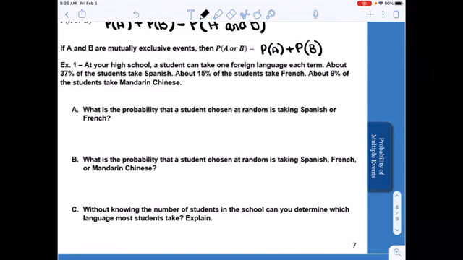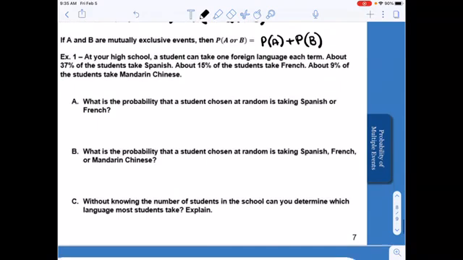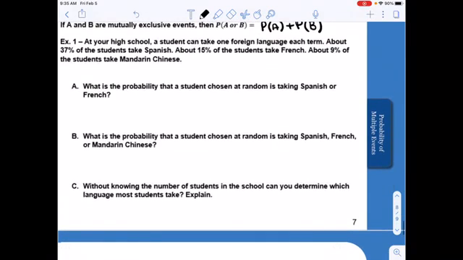At your high school, a student can take one foreign language each term. About 37% of students take Spanish, about 15% of students take French, about 9% of students take Mandarin Chinese. So, part A, what is the probability that a student chosen at random is taking Spanish or French? So we need the probability of Spanish or French.